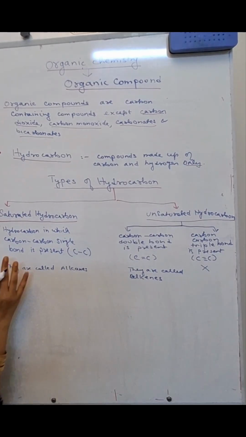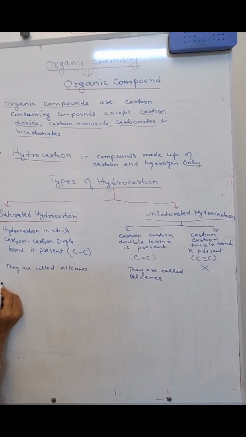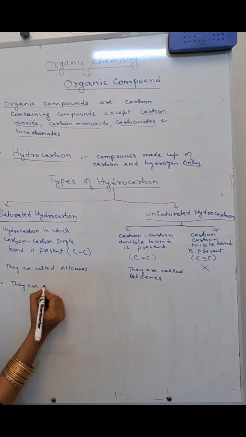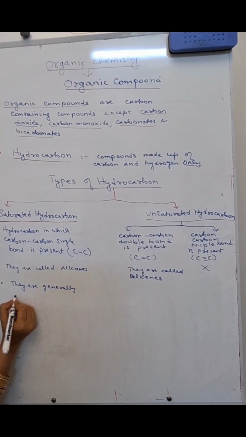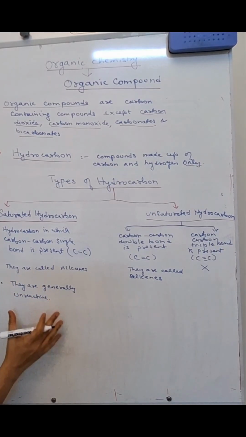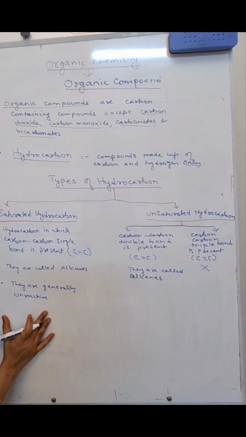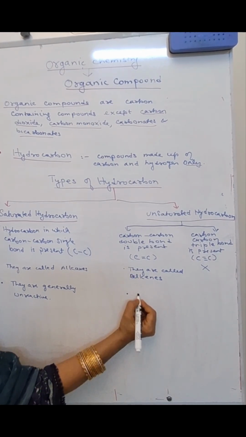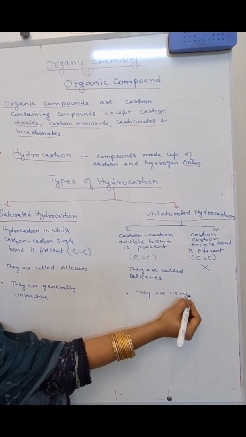Okay, now we should know a little bit more about saturated hydrocarbons. They are generally unreactive. Means they are not very reactive. Okay, they don't want to react very frequently, so they are generally unreactive. Whereas double bond alkenes are very reactive.